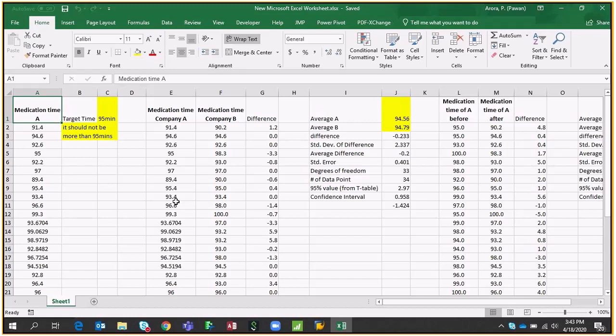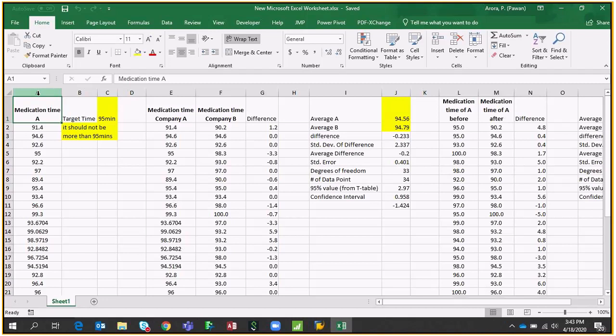If you are from a Lean Six Sigma background, I hope you have heard about hypothesis testing. This is one of the hypothesis tests, called the one sample T-test and two sample T-test. I'll show you first how to do it in Excel, and then we will use Minitab to do the same analysis. So without wasting any time, let me go directly to the topic.